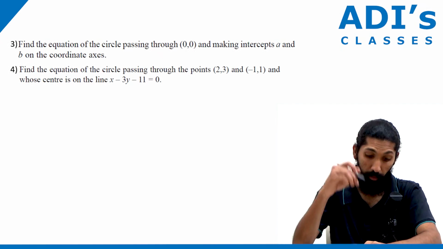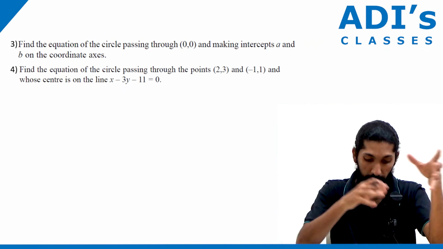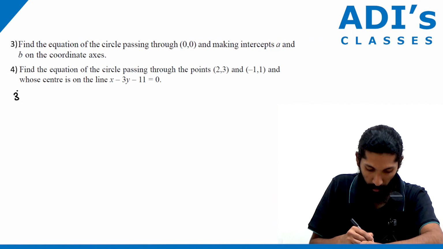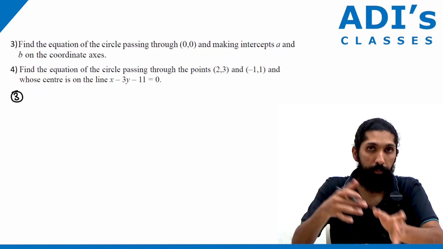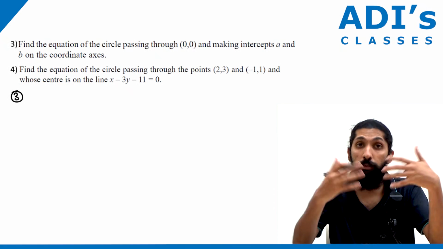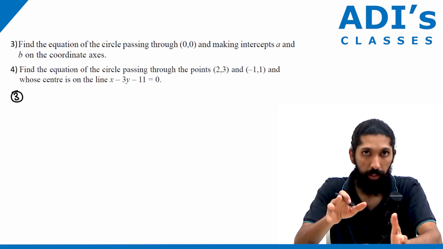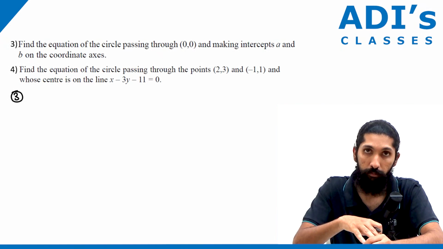Equation of a circle passing through the origin, making intercepts a and b on the coordinate axes, isn't it? So first, always try to draw a rough figure. The figure might be correct, might be wrong, doesn't matter. At least you are going to understand how it might be and how you might approach the question. That's why writing a rough figure is very, very important whenever you're solving a problem.